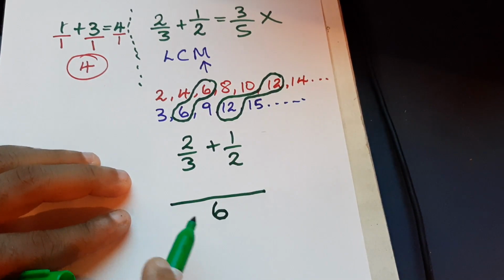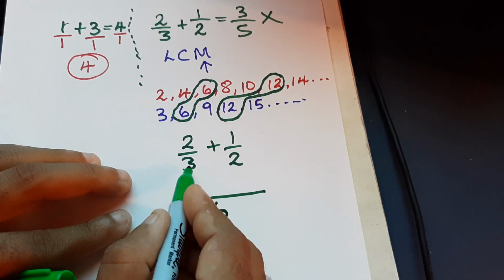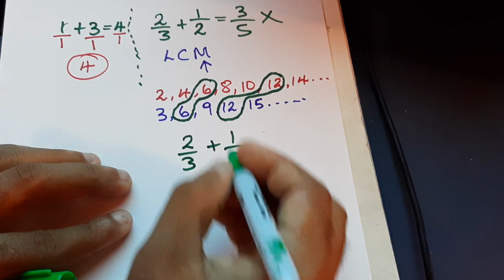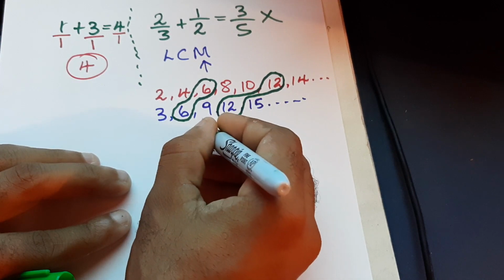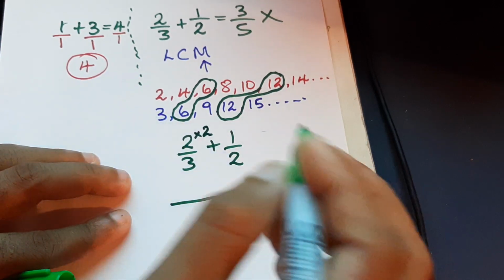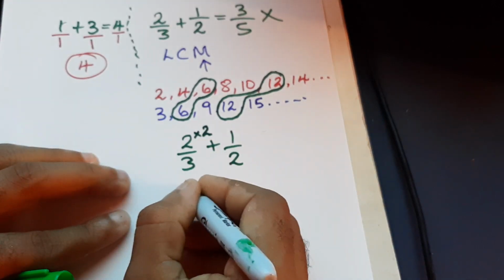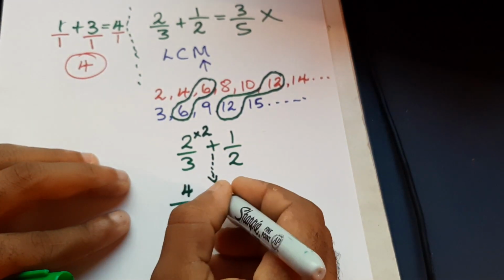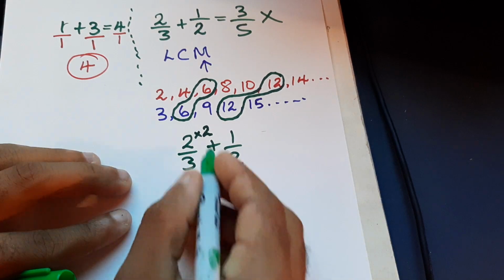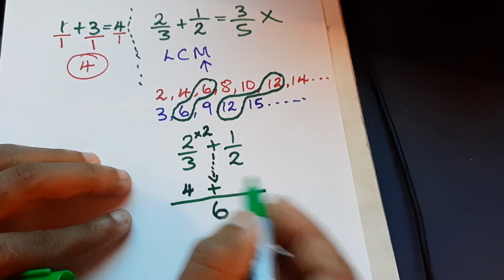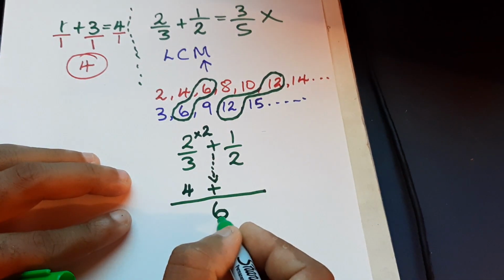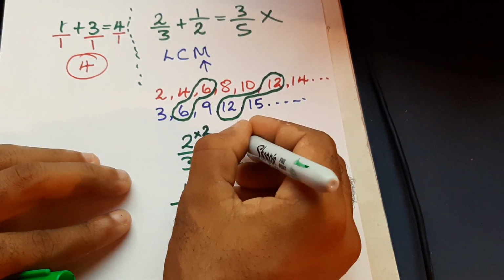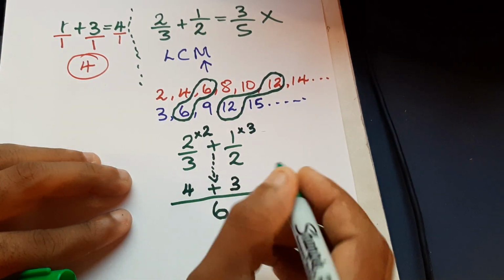So I'm just going to draw a line here. Now 3 into 6 goes 2 times. What am I going to do with that 2? I'm going to multiply the numerator by that 2. So 2 times 2 gives me 4. Now this plus sign, I'm not going to change the sign, I'm going to bring it down here. Now 2 into 6 goes 3 times. I'm going to multiply this numerator by 3. 3 times 1 is 3.